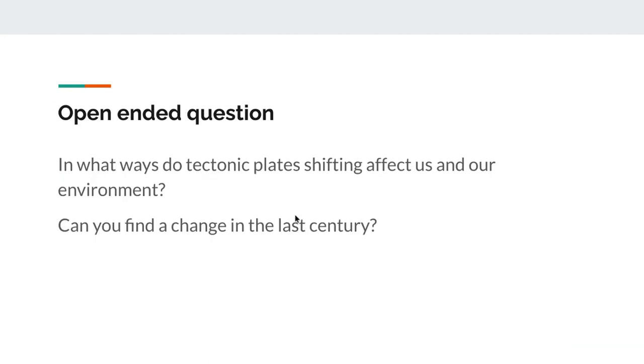For my open-ended question, I thought of: in what ways do tectonic plates shifting affect us and our environment? I stated in the beginning that each year the shift is a few centimeters, and I was thinking, can we find a visual or environmental change over the last century? And how does that affect us today? And how can that affect our environment in the future?